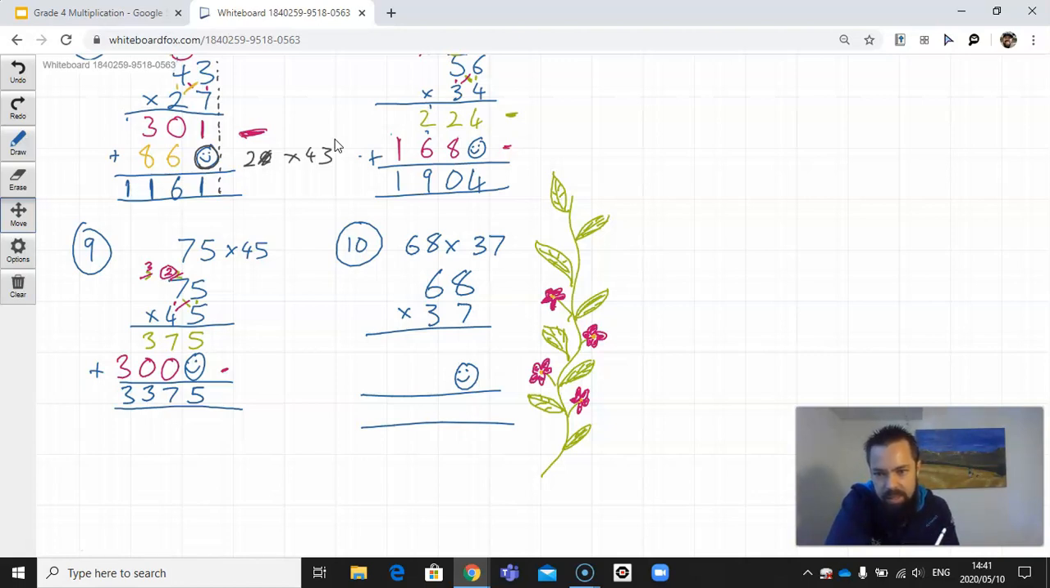So first up, I'd like to do the first line in yellow. 7 times 8 is 56, 6 carry 5. 6 times 7 is 42, plus 5 is 47. Finished with those guys.